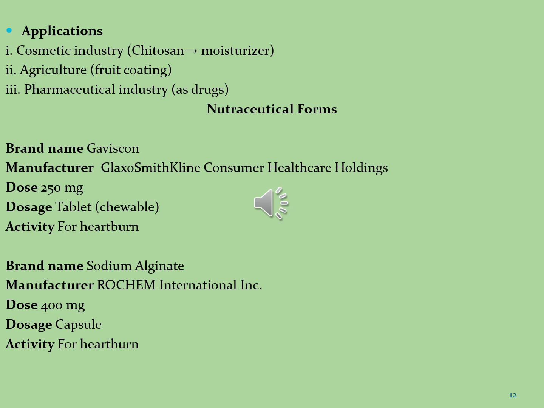Carbohydrates are used in the field of cosmetic industry. Here, chitosan is used as a moisturizer. In the field of agriculture, it is used as a food coating agent. In the field of pharmaceutical industries, it is used as drugs as well as excipients and preservatives.